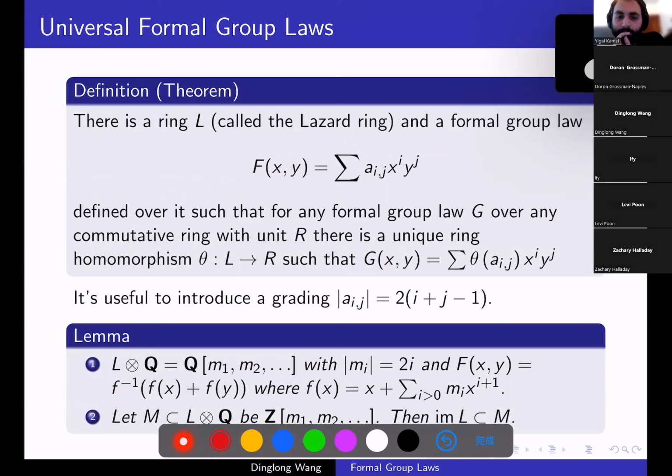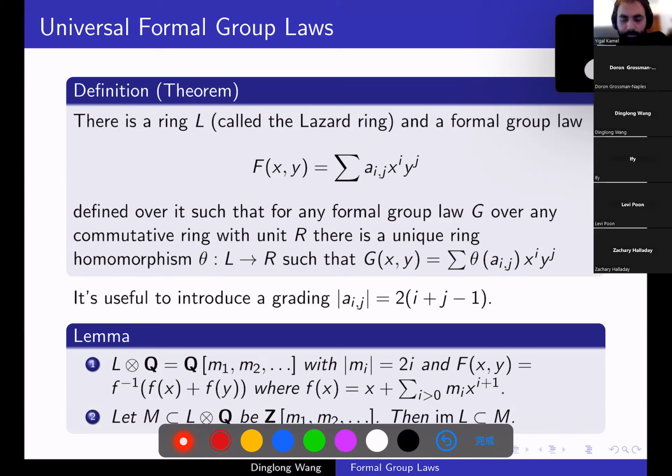And I call it a definition because the definition of L is something you can construct really easily. You can set L to be the free polynomial ring generated by A_ij with integer coefficients, and you quotient it by an ideal. You quotient by this ideal because you want F to be a formal group law. For example, since we know that F(x,y) equals F(y,x), then we need to quotient out by A_ij minus A_ji.